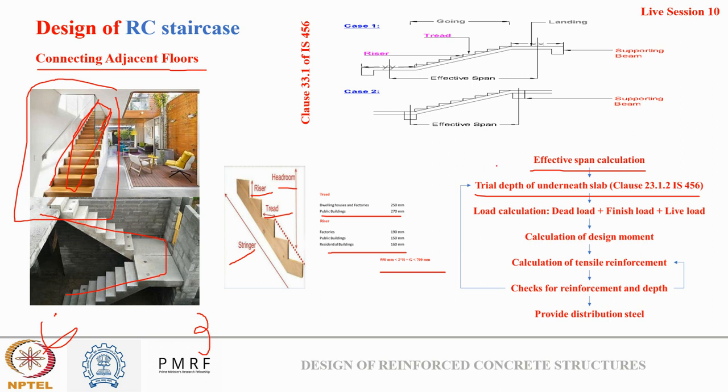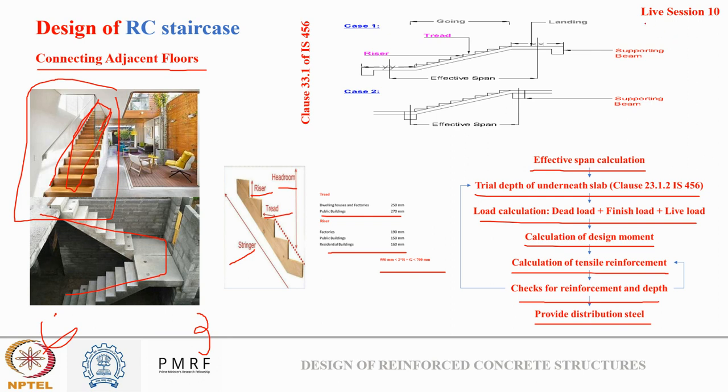So we note the load acting on the slab. We choose a trial depth of the underlying slab, and we do the load calculation from above, in which apart from the live load, we also calculate the dead load due to the staircase steps. Then we calculate the design moment. We provide the tensile reinforcement. We check the reinforcement depth to see if it is sufficient or not, and we provide the distribution steel, the same way we do in the one-way slab.